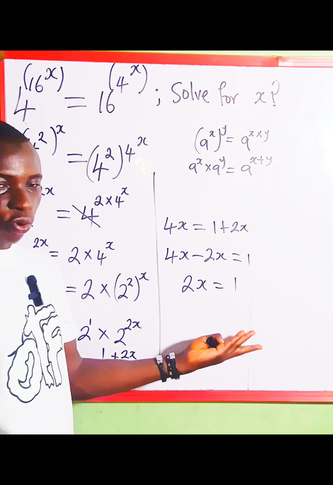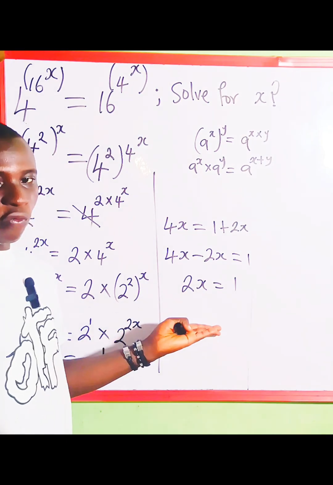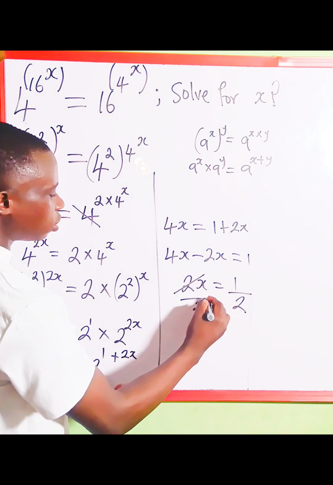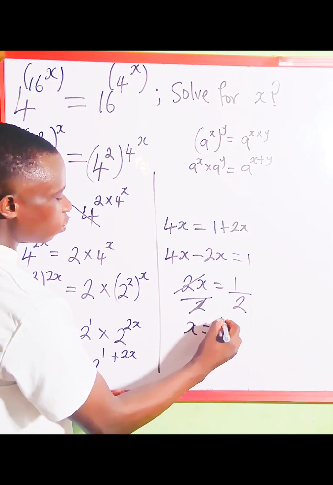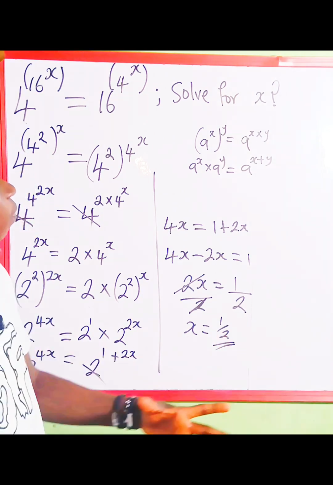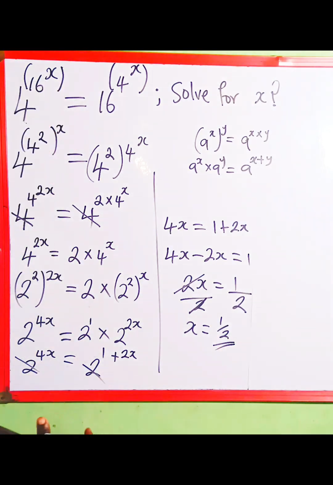Then we divide both sides by 2, which is the coefficient of x. So we have 2 here and also 2, and this is going to cancel this. x is now equal to 1 over 2. So therefore 1 over 2, or 0.5, is the value of x that satisfies this equation.